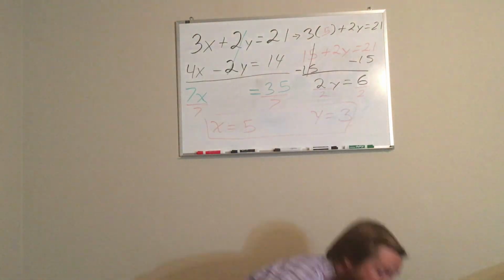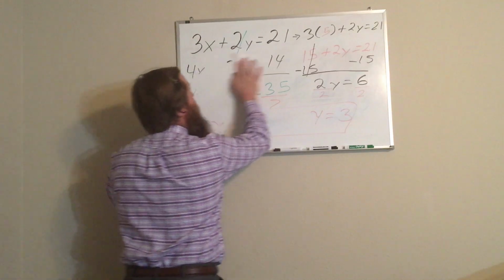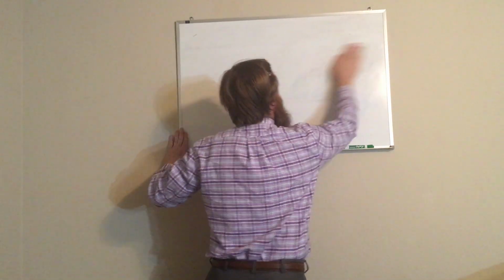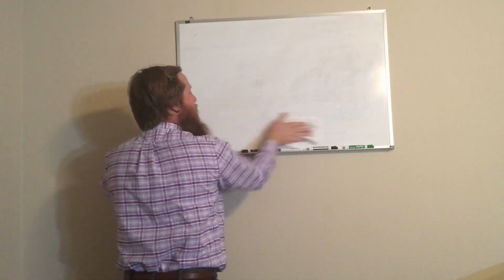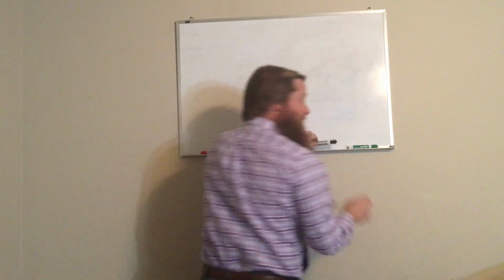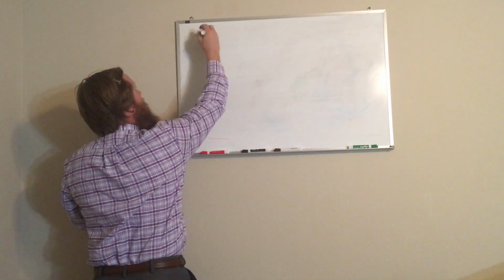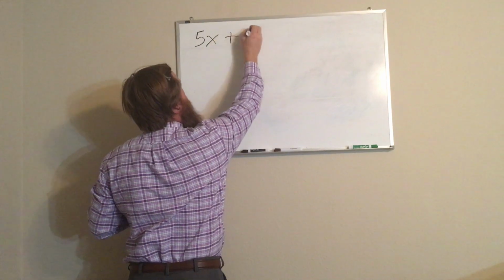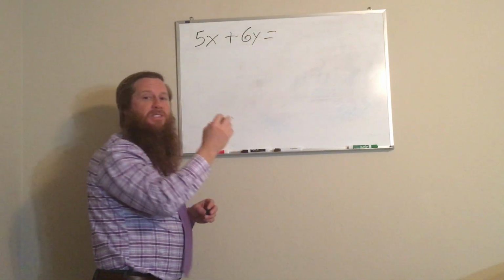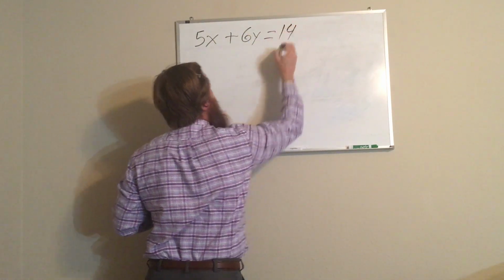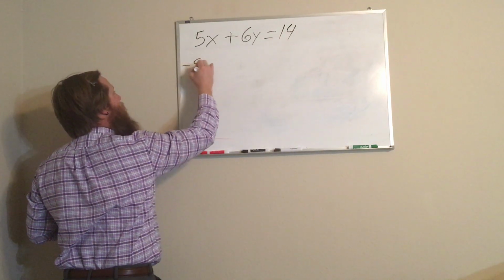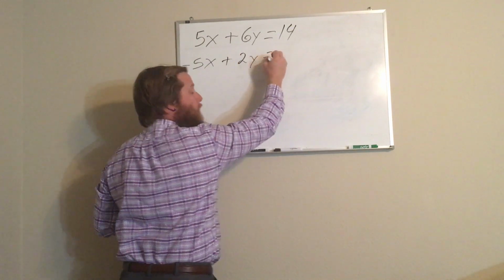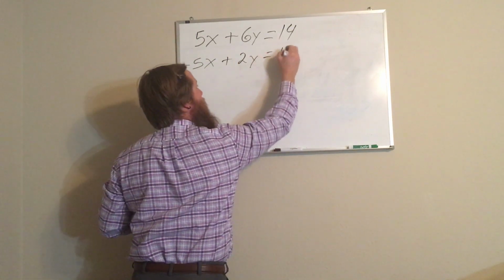Now, you are going to have 2 problems like this on your Google form today. So let's go ahead and just try a second example. It's not going to be much different. It's just a repeated opportunity to see the same thing that we just saw. This equation is going to say 5x plus 6y equals 14. And the bottom equation will say 5x plus 2y equals 18.